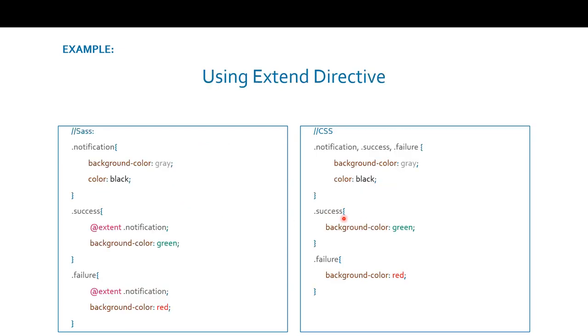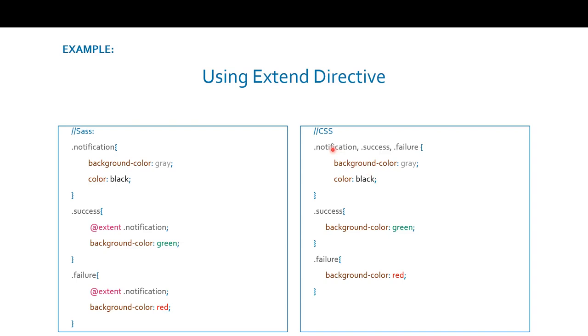Now, this is how to solve the problem. What we've done is remove those common properties and put them in an object called notification. Now to share this object with this object and this object, we use extend. So we call extend on this notification and extend on this notification, indicating that this object shares common properties with this, and this object shares common properties with this object. If we convert this to CSS, this is what we have.